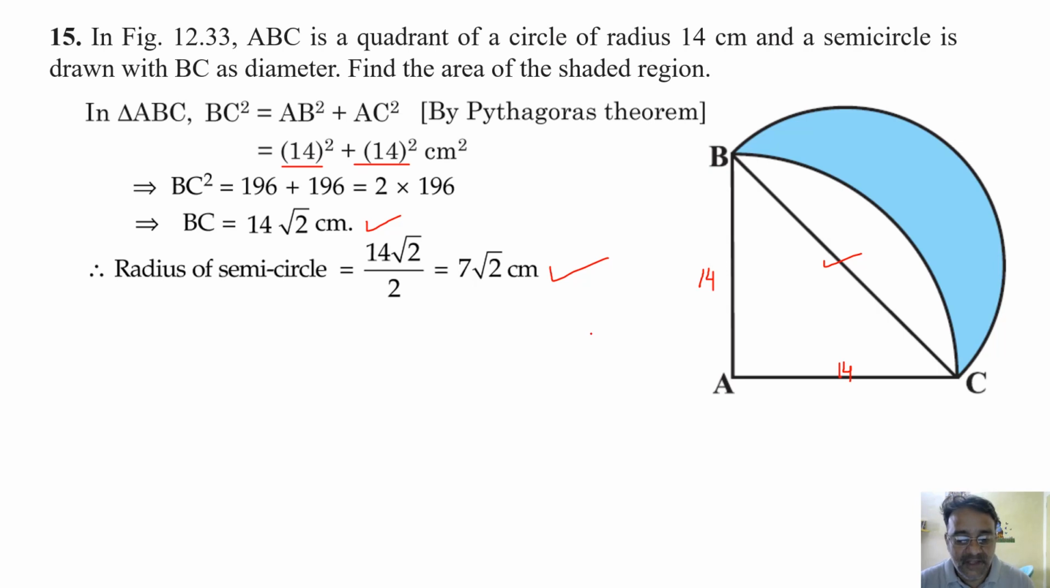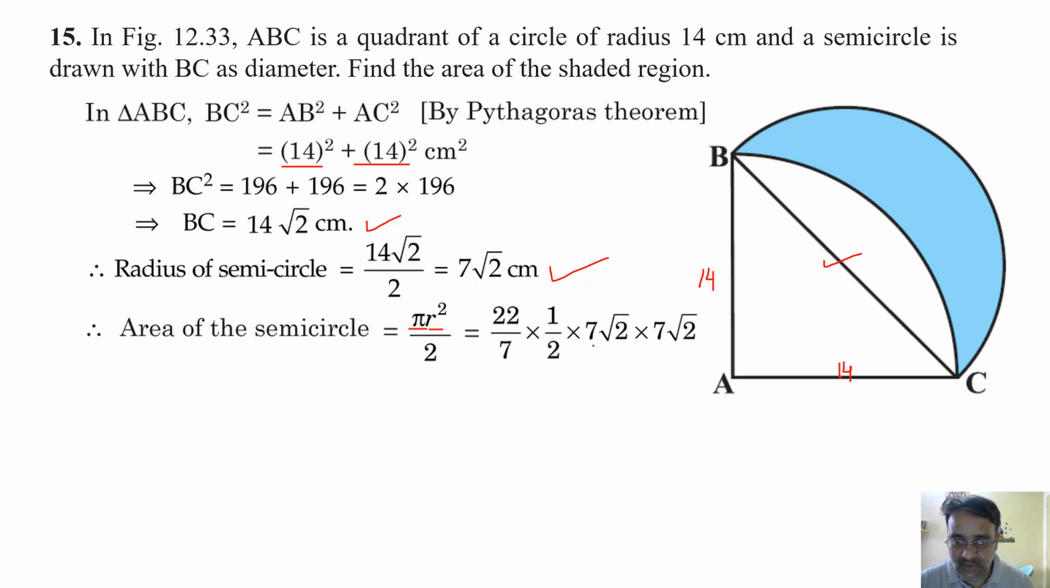Yes, sir. Okay. So area of semicircle is half pi r square. So we'll substitute pi and r. Okay, root 2 into root 2 will become 2. So we can cancel with this 2. And 1, 7 we can cancel. So 22 into 7 will become 154. Okay, so we got the value 154 centimeters square.